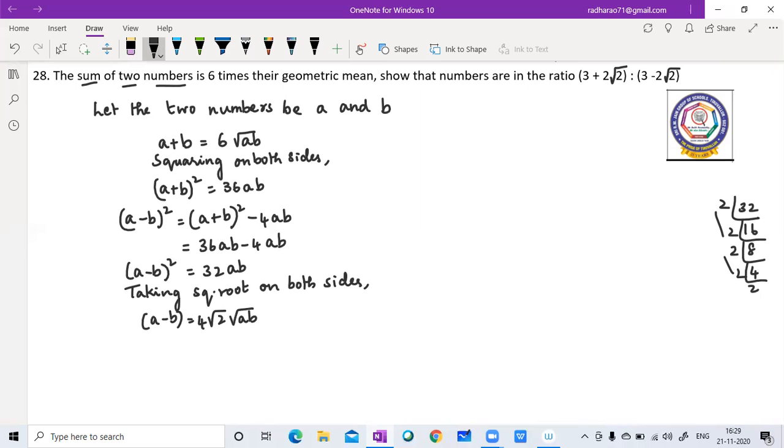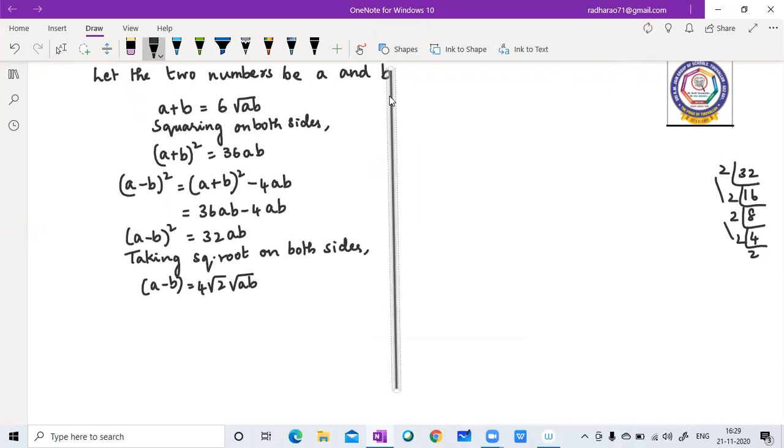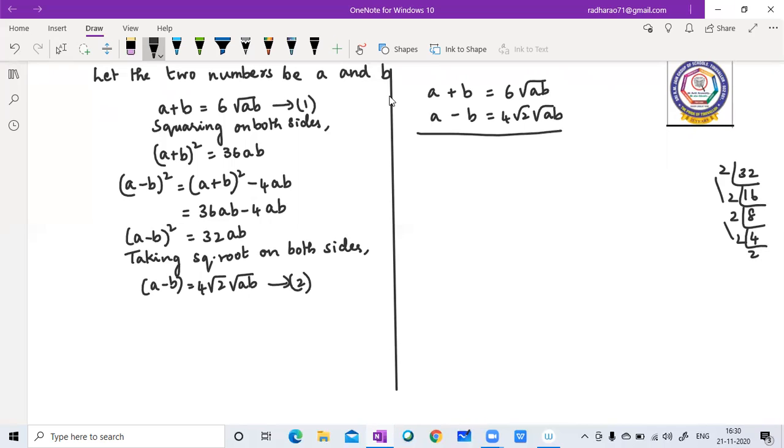So now I have a plus b and a minus b, and I am going to solve for a and b. Let us see how to solve for a and b. So what is a plus b? a plus b is 6 into root ab. What is a minus b? We found it as 4 root 2 root ab. Let me mark this as equation number 1 and this as equation number 2. So when I solve 1 and 2, since b has different signs, I am adding them, and this gets cancelled. So a plus a is 2a, equal to 6 root ab plus 4 root 2 root ab.